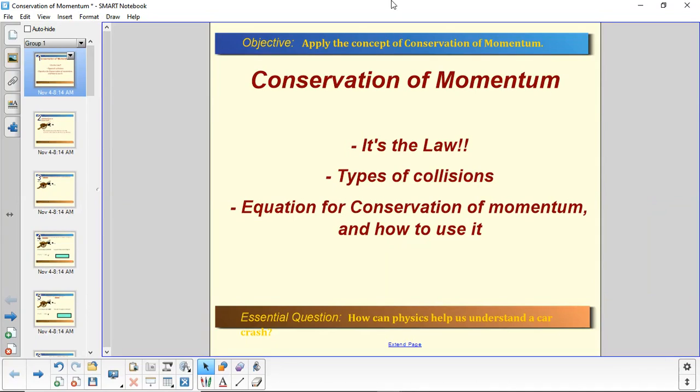Good morning, folks. Today we're going to learn about conservation of momentum. We're going to see that there's a law that's associated with this concept. We're going to introduce the concept. We're going to look at different types of collisions and how conservation of momentum applies to those. And then finally, we're going to see an equation where we can actually manipulate this and do some calculations using this concept of conservation of momentum.